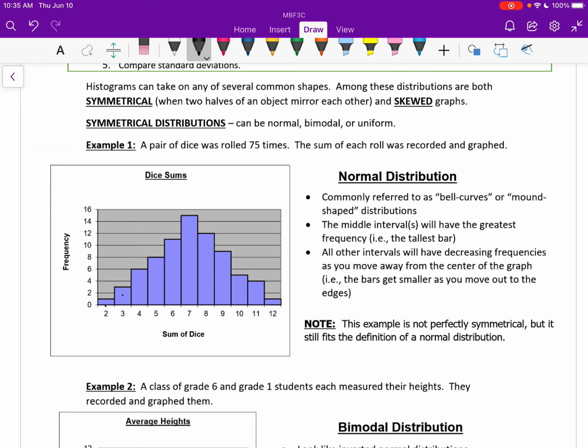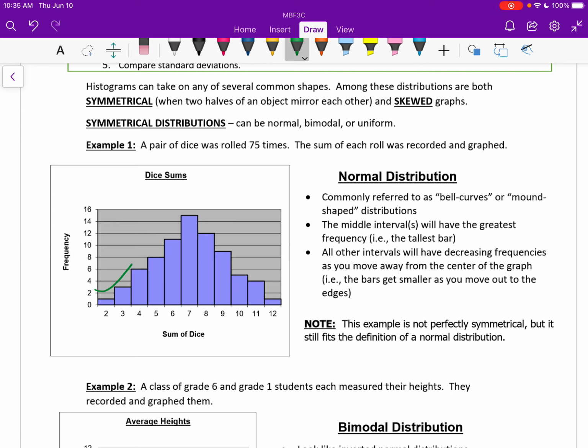Sometimes you roll a 2, 3, 4, 5, 6, 7, 8, 9, 10, 11, 12, right? So that's just how many times you're going to get these numbers when you roll the dice. What we're graphing is the frequency. That means that this person got 7 16 times, 6 around 11 times, right? It just goes through it like that. This is mostly referred to as a bell curve, right? You've probably heard of getting something put on a curve, or a mound-shaped distribution.